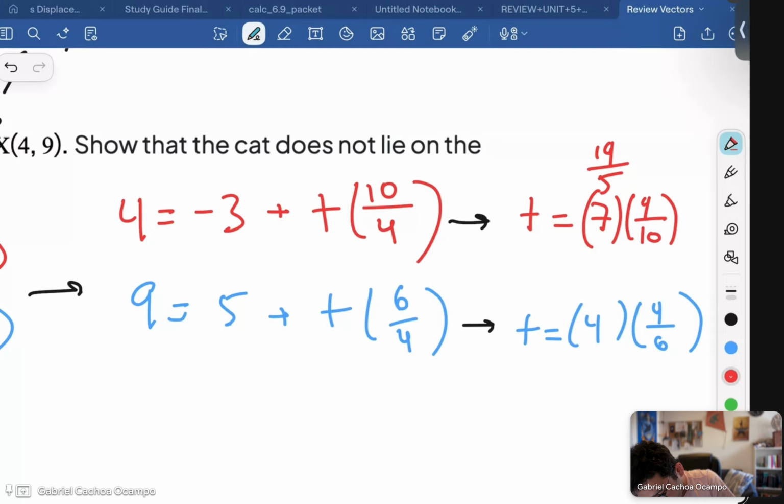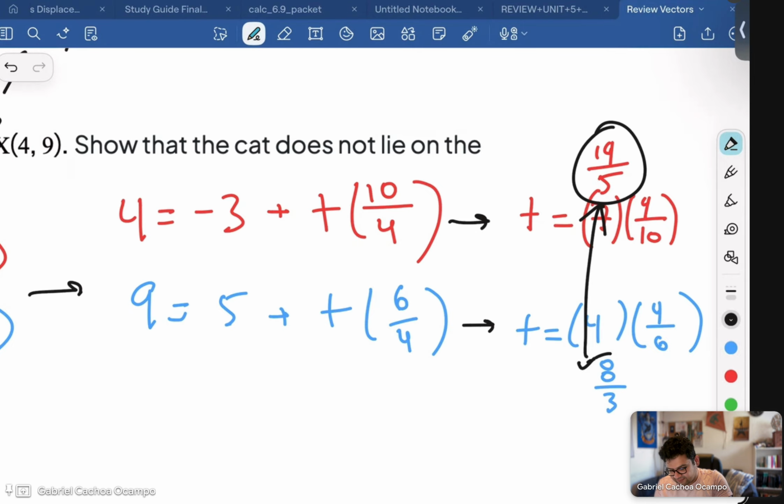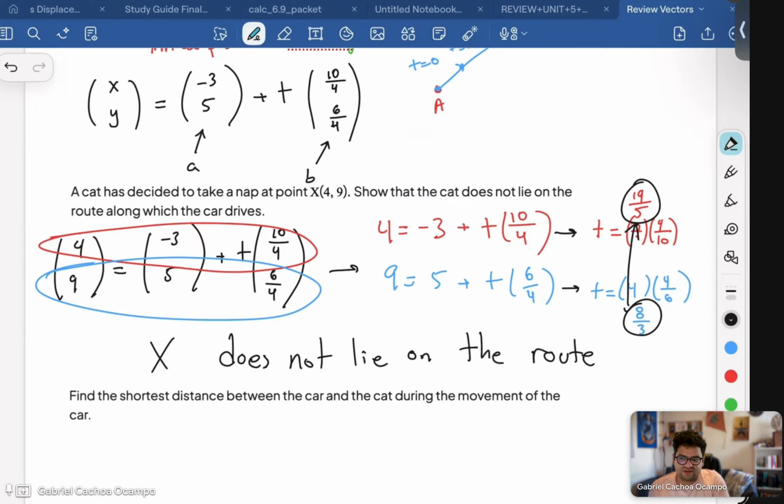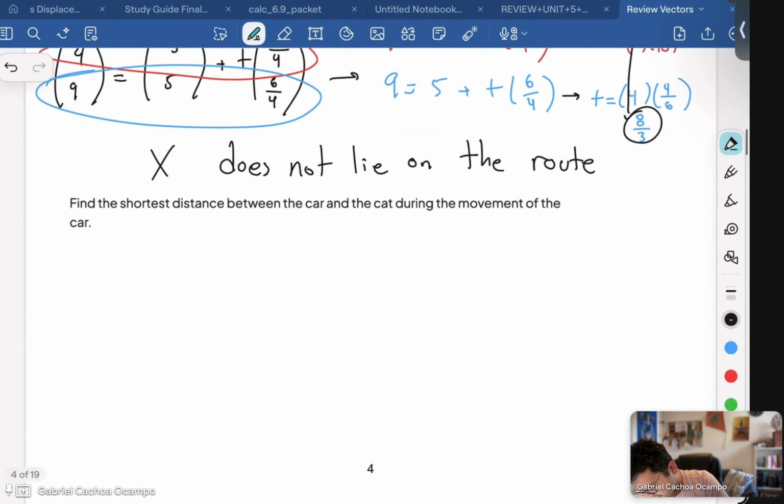No, and this blue one is 8 over 3. I could have done that mentally. Because these two numbers are different, the point does not belong to the line, no? The point does not lie on the route. O sea, if these two t's would have been equal, then the point would be on the line, no? Okay, and then find the shortest distance between the car and the cat.